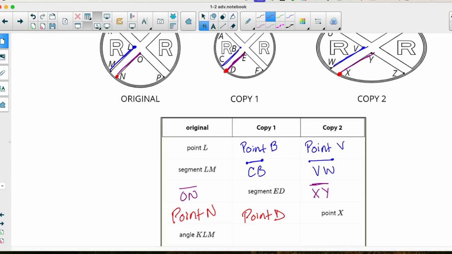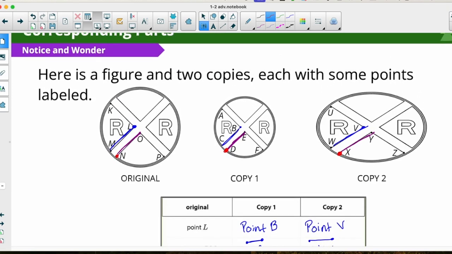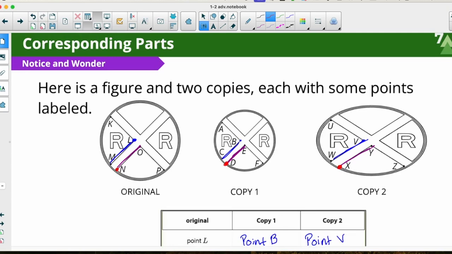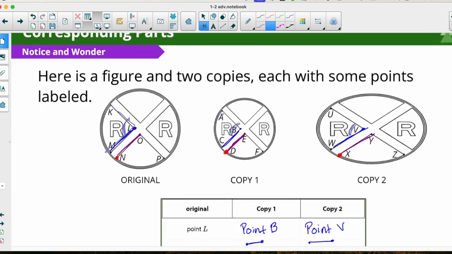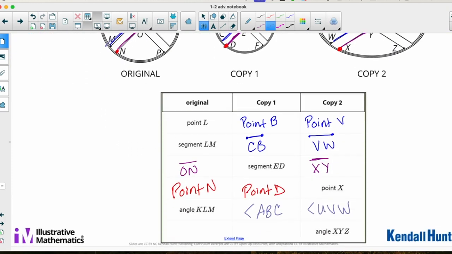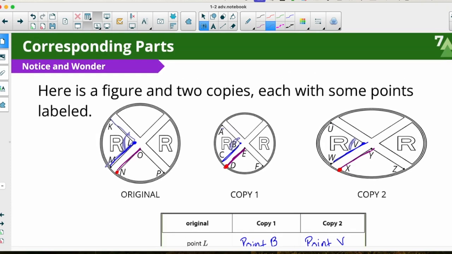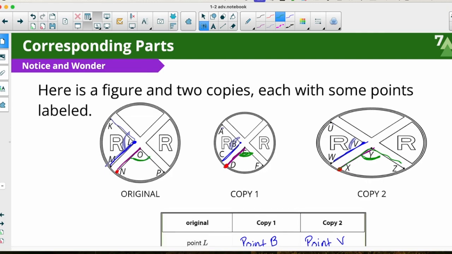And then they gave us angle KLM. So angle KLM is this angle right here. In copy 1, that would be this angle, so angle ABC. And in copy 2, UVW. And finally, they gave us angle XYZ, which is in copy 2. That's this angle right here, XYZ. So this angle is in copy 1, which is DEF, and in the original is NOP.